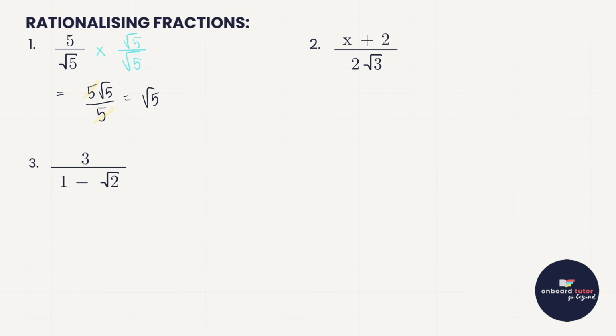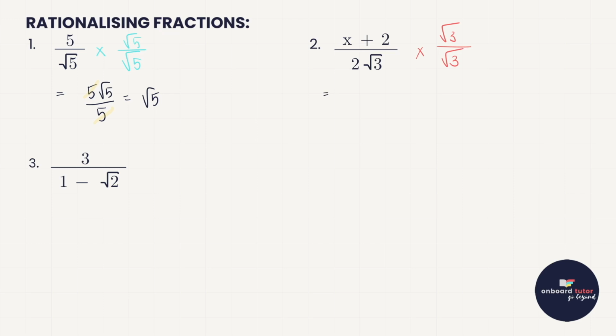Okay, if we have a look at this next example here, number 2, x plus 2 in our numerator over 2 root 3 in the denominator, and we need to rationalize this. So what I need to do is get rid of that root 3 in the denominator, and I can do that by multiplying it by root 3, and what I do to the denominator, I do to the numerator.